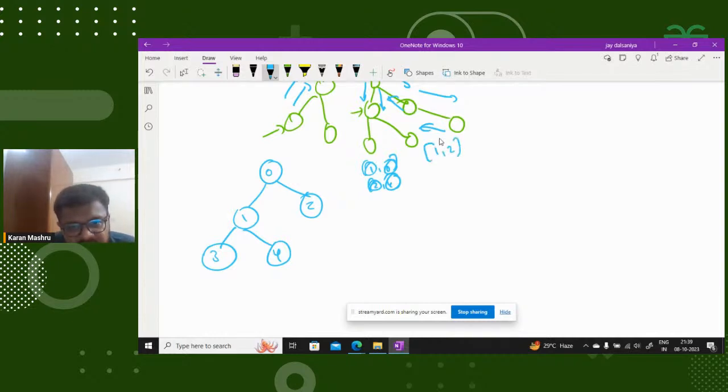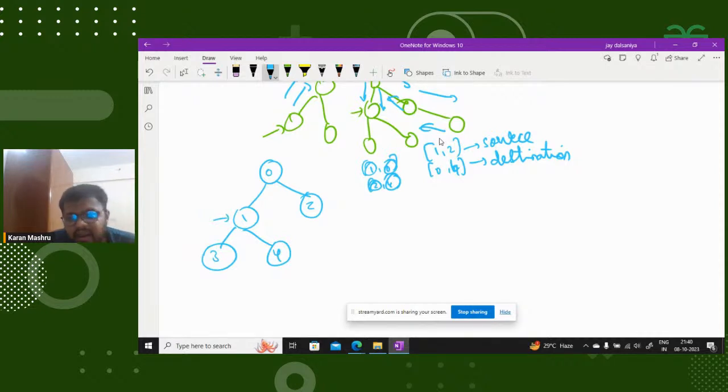Input is given like this: 1 0 1 2 0 4, because this is the source array and this is the destination array. I am not writing it in that way, I am just telling 1 is the source, 0 is the destination. So what I can do is, see, 1 is the source, 0 is the destination.